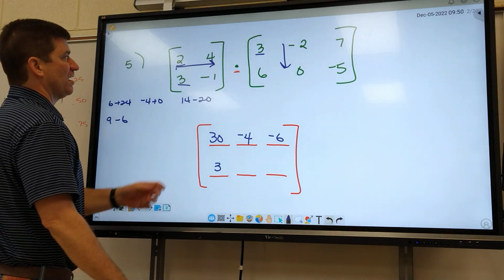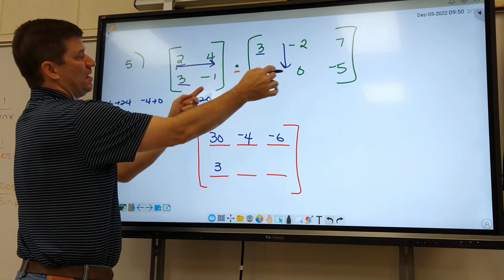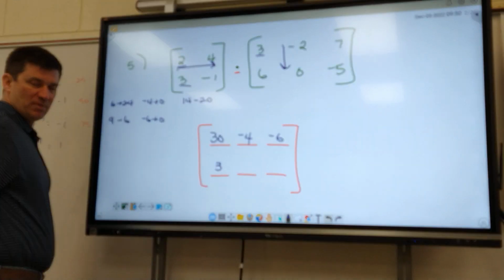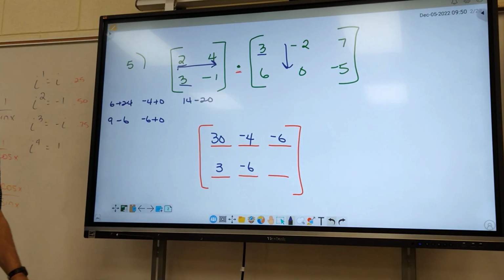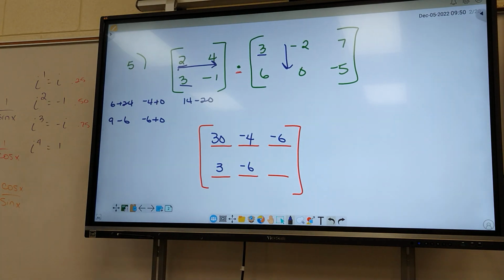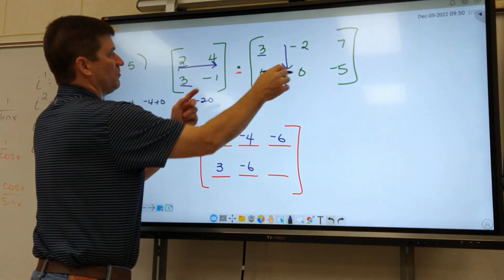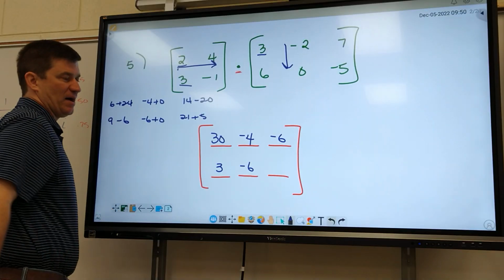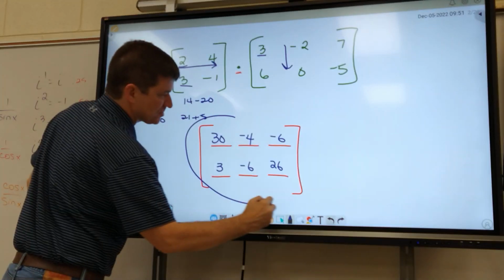All right, now move to the second column. 3 times negative 2 is negative 6. Negative 1 times 0 is 0. Add them up. All right, last. 3 times 7 is 21. Negative 1 times negative 5 is positive 5. Add them up. 26. Now, this is your answer.